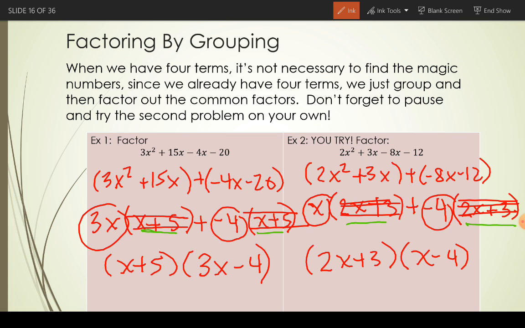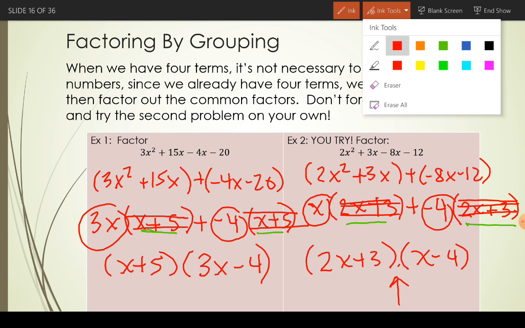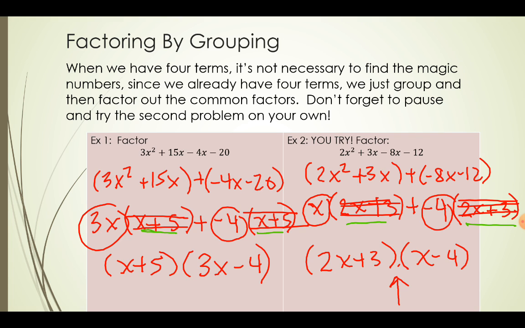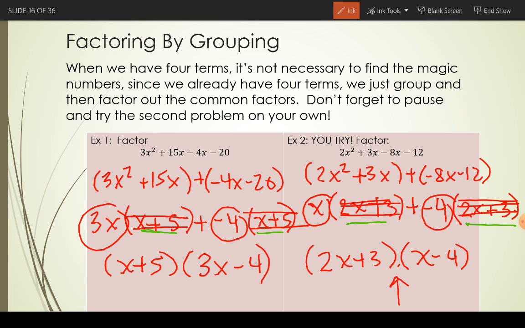Please notice that there is no symbol between my parentheses, and that is on purpose. In your final answer, you should have 2 sets of parentheses with nothing between them. Remember, when there is no symbol between our sets of parentheses, that means that we are multiplying them. And that's exactly what our factors should be set up as.